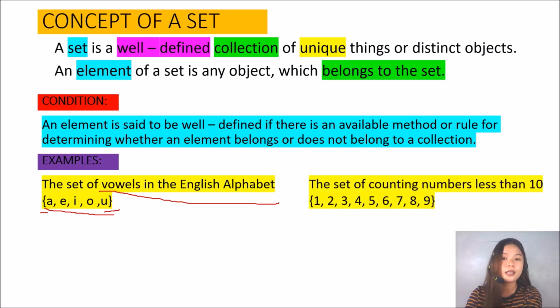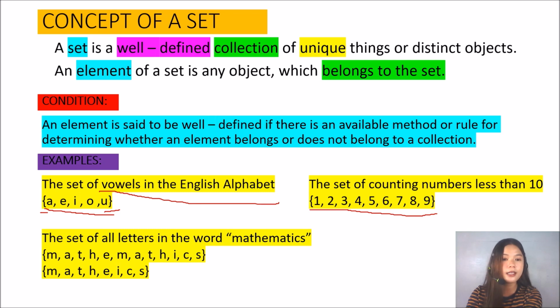Another example is that the set of counting numbers less than 10. Ano po ba yung counting numbers less than 10? So, saan po tayo nag-start na nagbibilang? Sa 1. So, what are the counting numbers less than 10? 1, 2, 3, 4, 5, 6, 7, 8, 9. Hindi po kasama si 10 kasi less than 10.